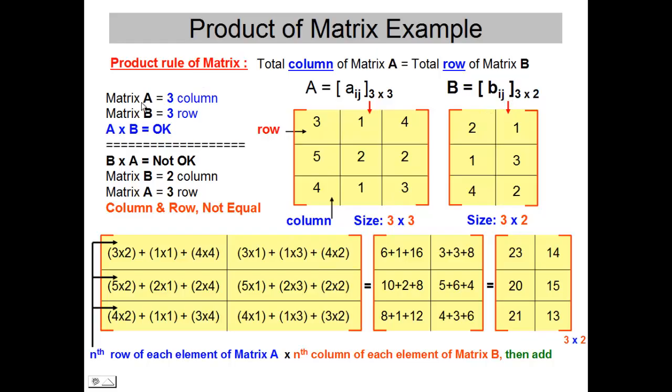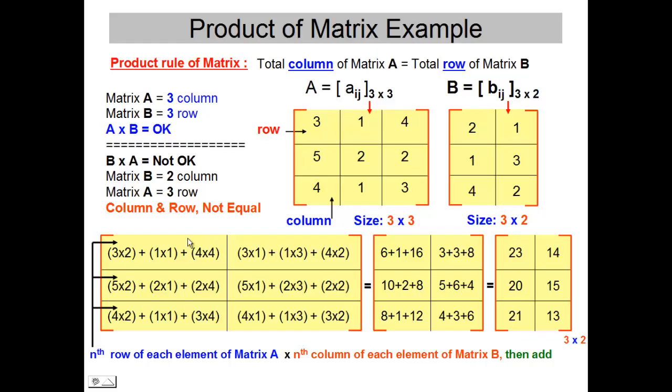Check the rule. Matrix A has 3 columns and matrix B has 3 rows, sorry. So A multiply B is okay. Now check the reverse. B multiply A is not okay. Matrix B has 2 columns and matrix A has 3 rows. So column and row are not equal. Let's check the A multiply B process.